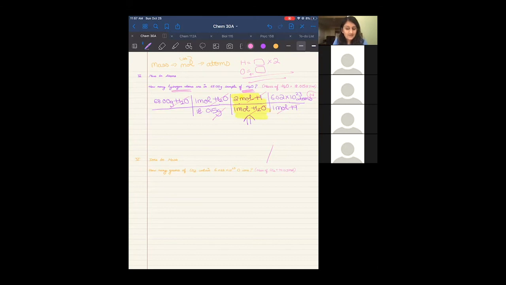Yes. Thank you. So now we're going to put this whole thing into the calculator, okay? Now let's see which answer is more correct. We're going to put 68.00 divided by 18.015, and then multiply it by 2, and then multiply it by parentheses 6.02 multiplied by 10 to the power of 23, parentheses closed, and I get 4.14465723 multiplied by 10 to the power of 24 atoms of hydrogen.